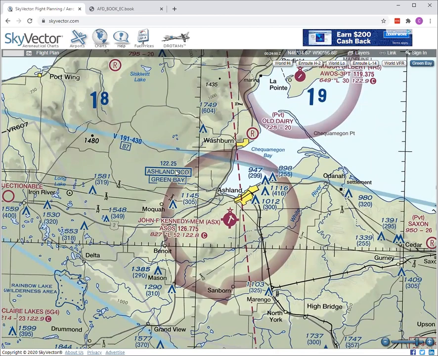And then outside this ring, it's going to be Class Echo starting at 1,200 feet. So everything below that is Class Golf. So outside the ring is Class Golf from the surface to 1,200 feet, and then from 1,200 feet up is Class Echo. Inside the ring, Class Golf to 700 feet, and then from 700 feet up is Class Echo. So it's just a Class E transition area.